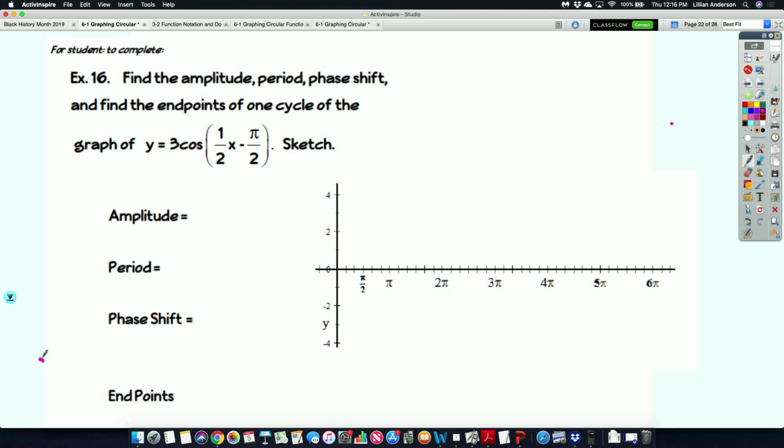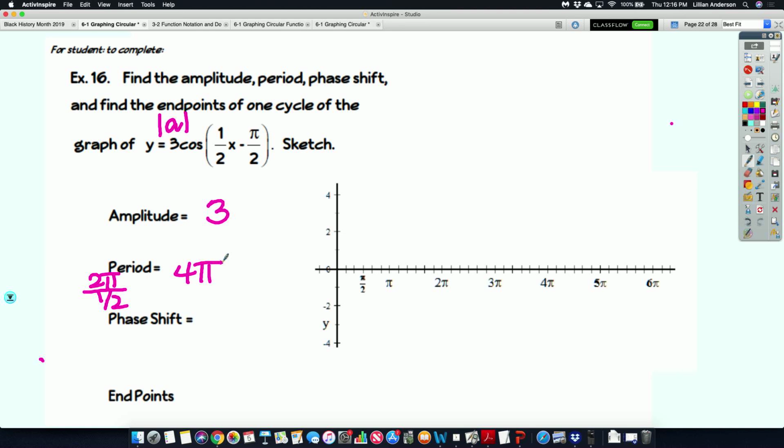What's the amplitude? 3. It is 3. Remember, it's the absolute value of A. A is 3, so you take the absolute value of it. The period. What's the formula to find the period? 2 pi over b. All right, b is already positive, so it's 2 pi over 1/2. What is that? 4 pi. That lets me know that I'll complete one full cycle within 4 pi radians, okay? And I will have half of one cycle between 0 and 2 pi, okay?